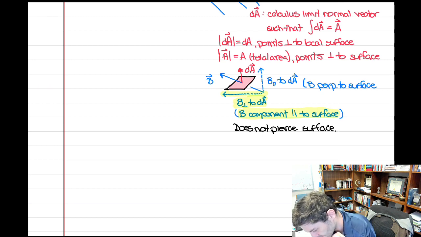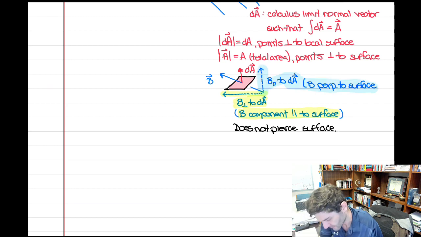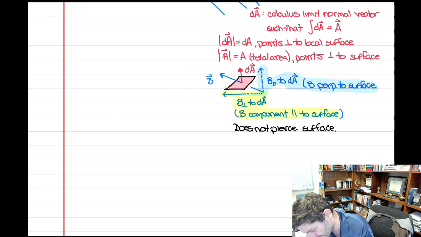While the other component would be too much blue on blue. Whatever, I'm in too deep. That looks terrible. Maybe a lighter highlighter. There we go. Where this component does go through the surface.